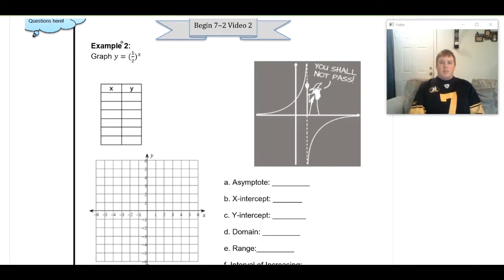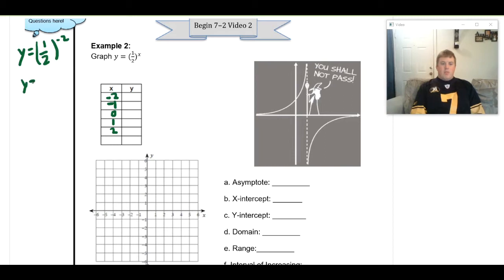Again, we're going to pick some different values, and I'm just going to plug in the same values that I started with on the other graph just to give me a good starting view. Just going to use -2, -1, 0, 1, and 2. And so we are going to plug these values into our equation. So we'll start out with -2. So y equals 1/2 raised to the -2 power.